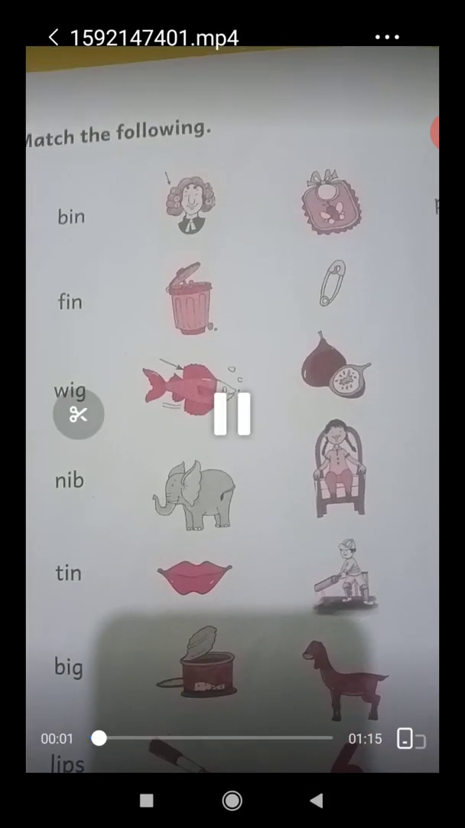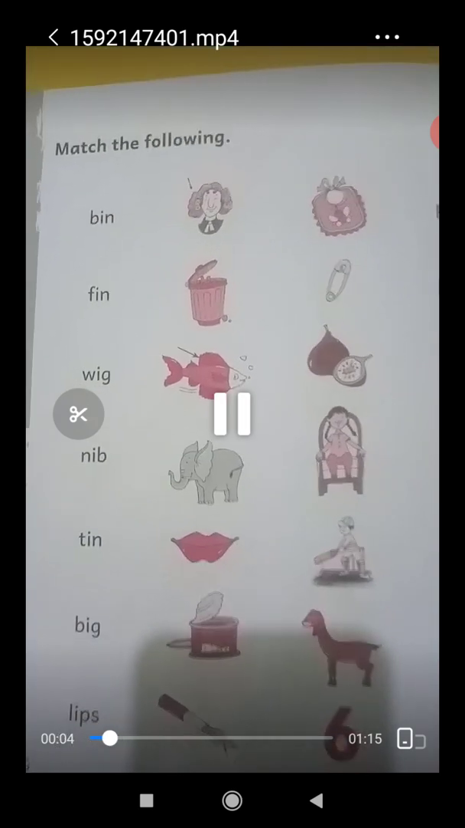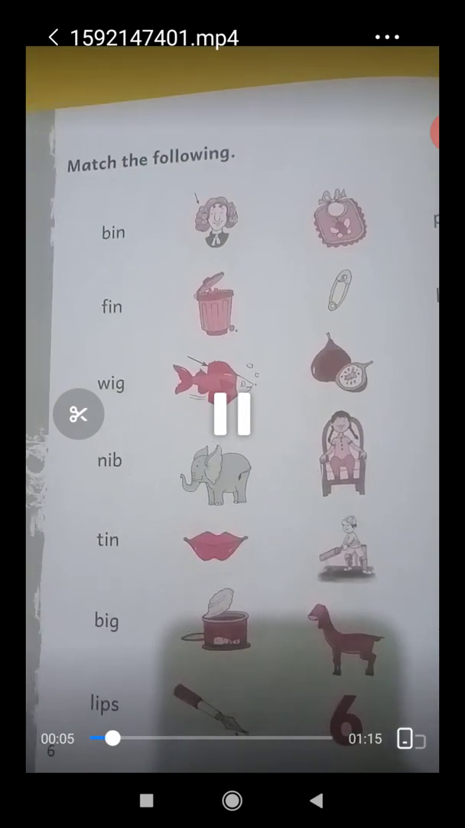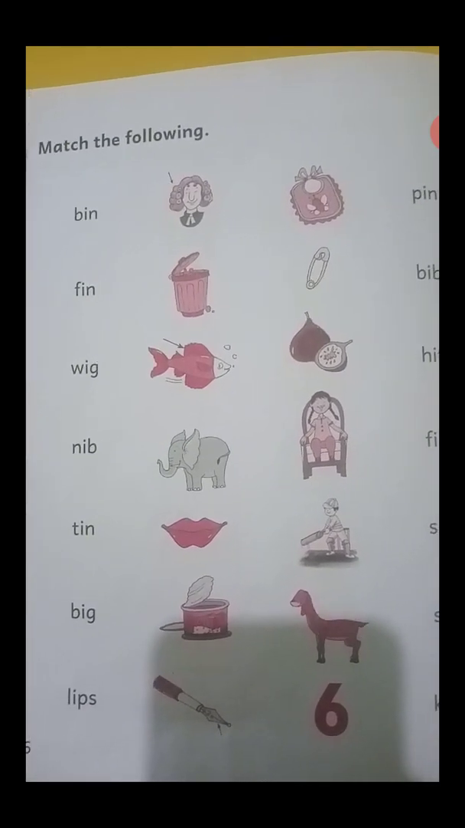Students, open page number 6 of your phonic booklet. Here students, we read the words, I sound words.